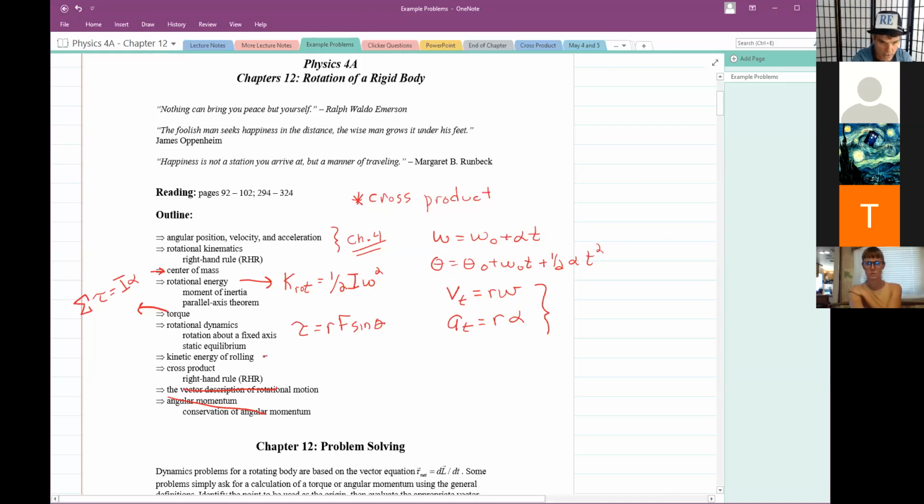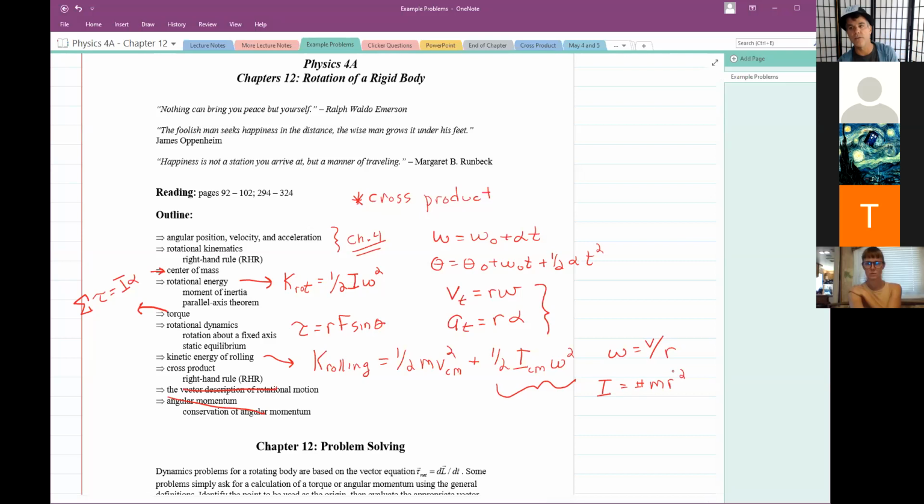And the very last thing we were looking at is kinetic energy of rolling. If something is rolling, it has two forms of kinetic energy. It's got 1/2 m v squared, where v is the speed of the center of mass, and it's also rotating, so I have a 1/2 I omega squared. The way you always deal with this 1/2 I omega squared term is you replace omega with v over r, and you replace I with some number times m r squared. If it's a cylinder, it's 1/2 m r squared. If it's a solid sphere, we've got 2/5 m r squared. If it's a spherical shell, 2/3 m r squared.